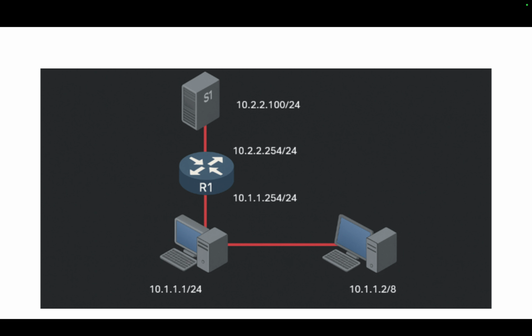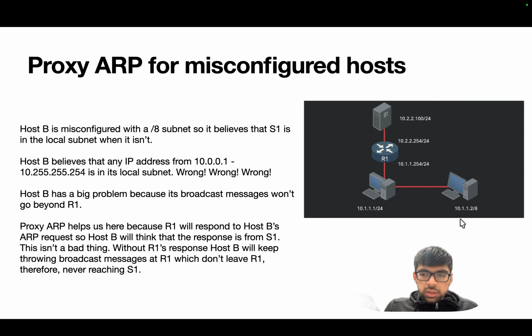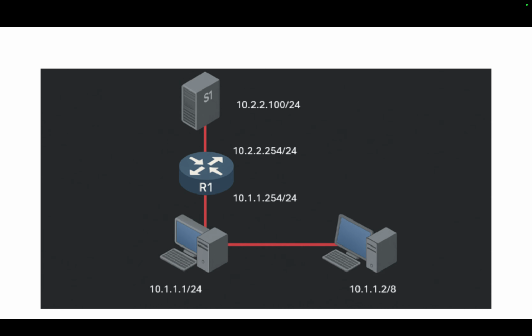Forgive me, I'm just trying to point to this, but I can't get my pointer to actually come on the display and show you. If you look at that router, it is router 1. And beneath it you've got two hosts, 10.1.1.1/24 and 10.1.1.2/8. On the other side of R1, you've got server 1, S1, 10.2.2.100/24. So what is proxy ARP helping us with here?